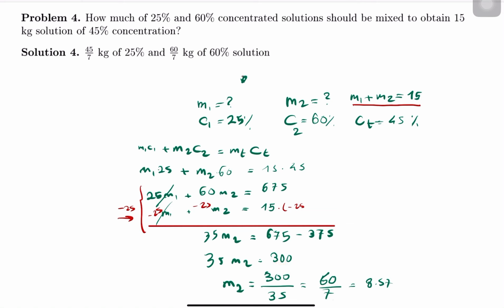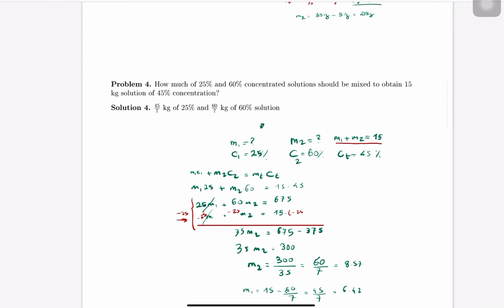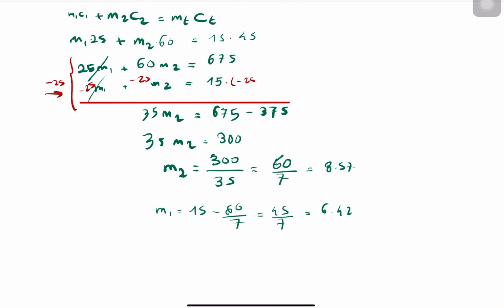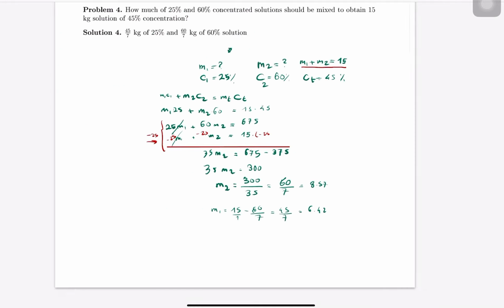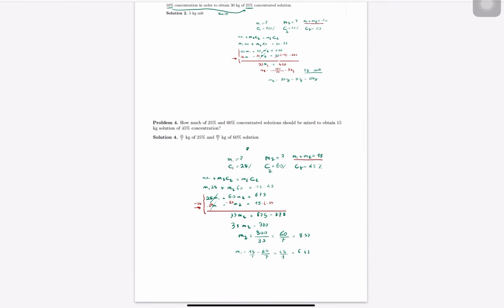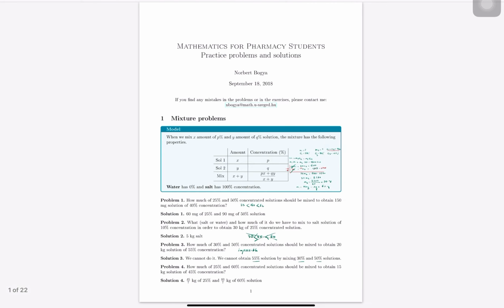Now for M2 I can say 300 divided by 35, and the result will be 60 per 7, or 8.57. And I can find M1 as 15 minus this number. We can put a 1 here, and it will be 7 times 15 minus 60, which is 45 per 7, or 6.42. I finished these 4 questions.